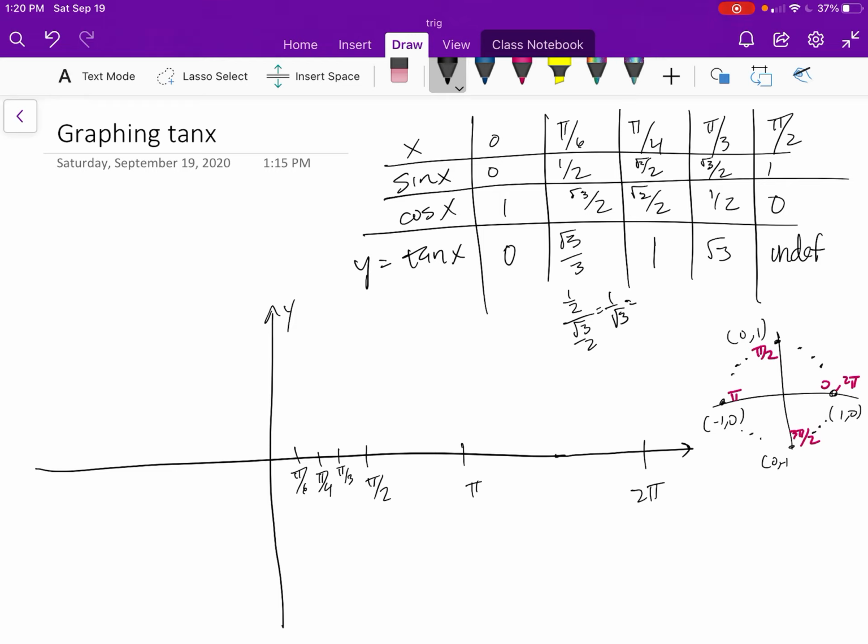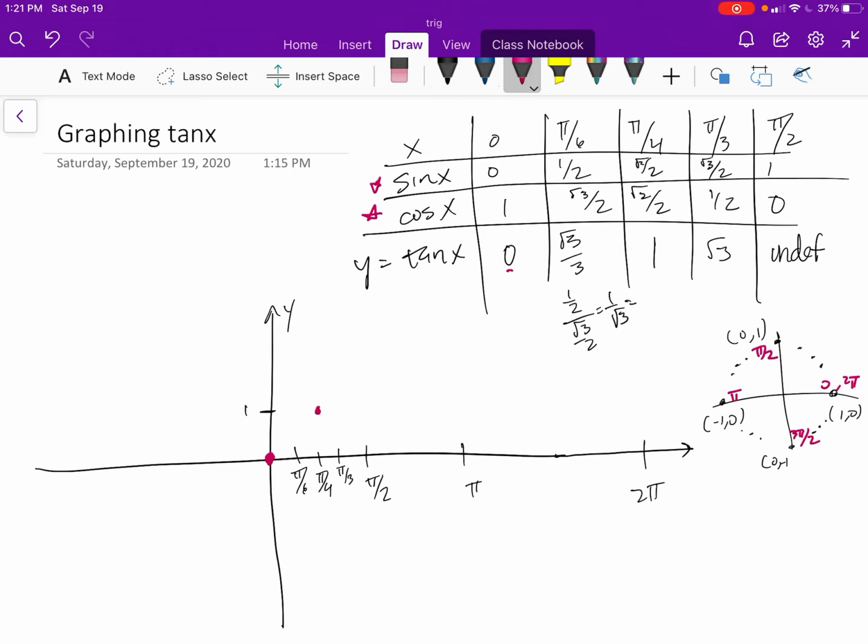We could look at the graphs of sine and cosine and see what's happening with the division, but in my opinion, it's just easier to look at this chart and think of the unit circle once again. So, tangent. At 0, we get 0. All right, that's the first point. At pi over 4, we get 1. So at pi over 4, we'll just put a 1 here.